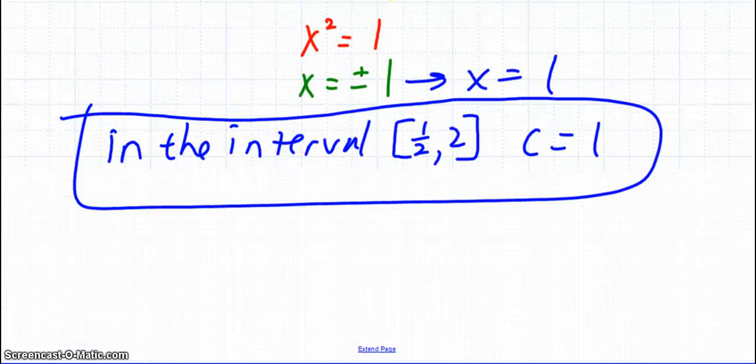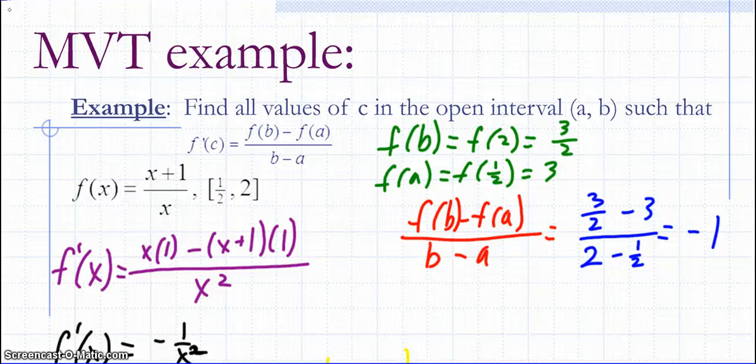Okay, you should end up with, in the interval 1/2 to 2, including 1/2 and 2, c is going to equal 1. So how do we come up with that if you're really confused? Well, first I found what is f of b. Well, f of b is f of 2. So I plugged in 2 to the function and I got 3/2. What is f of a? f of a is f of 1/2. So I plugged in 1/2 into the function and I got 3. So then I figured out what is f of b minus f of a over b minus a. So 3/2 minus 3 over 2 minus 1/2 is -1.